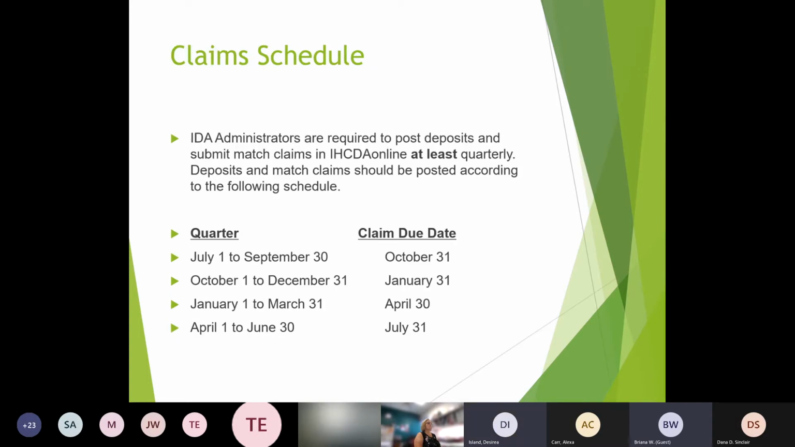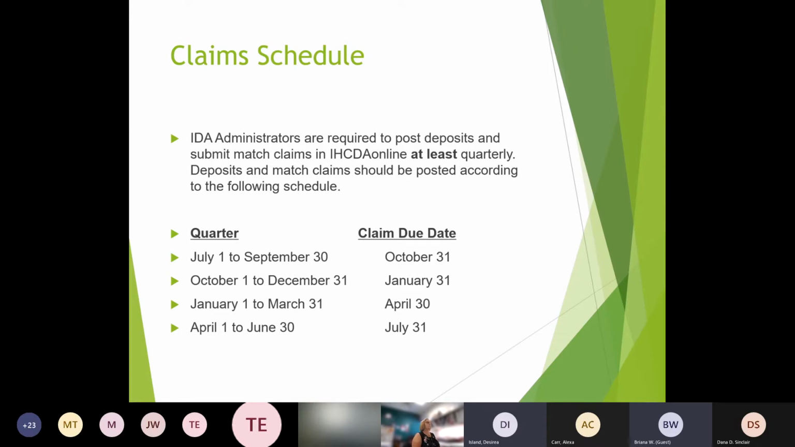Okay, so here's the claim schedule. We ask that administrators submit these quarterly. So it's really the same every year. The next one coming up looks like it'll be October 31st. And that would have captured the first quarter of this year.